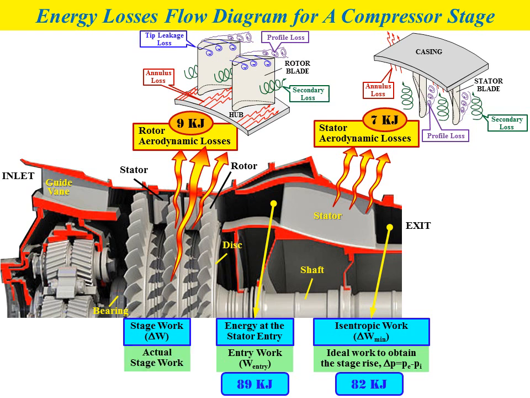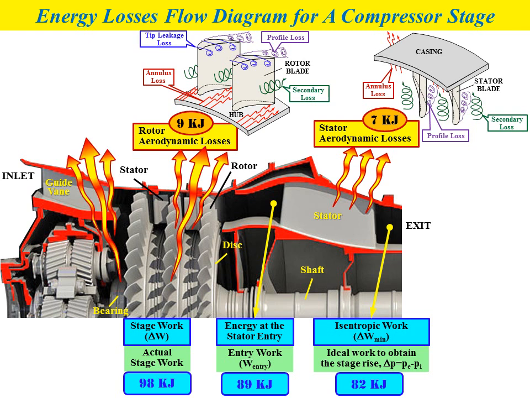So now the stage work delta W, which represents the actual stage work, we need to provide more energy due to the losses after we consider rotor aerodynamic losses and also stator aerodynamic losses. So we need to provide actual stage work energy equal to 98 kilojoule, which in comparison is more than the isentropic work.